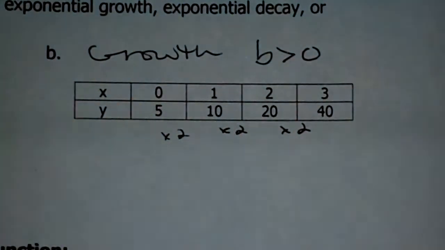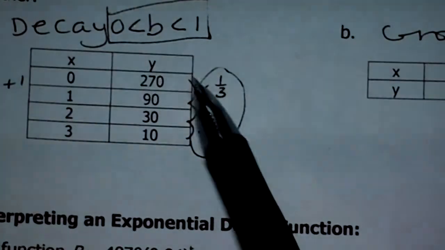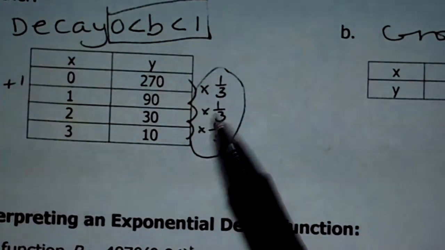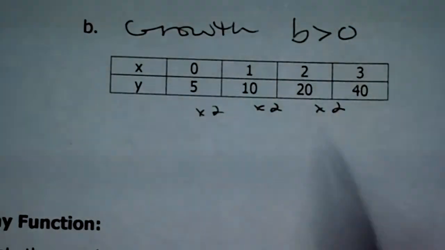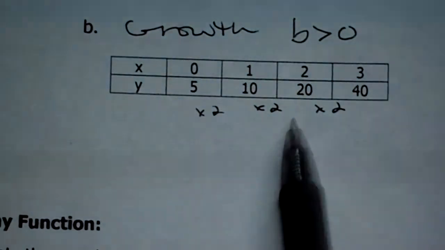This is just, how can you recognize growth and decay? Look at what the factor is. If the factor is greater than 0 and less than 1, it's decay. If the growth factor is greater than 1, you're dealing with growth.